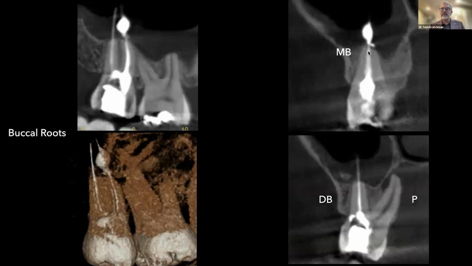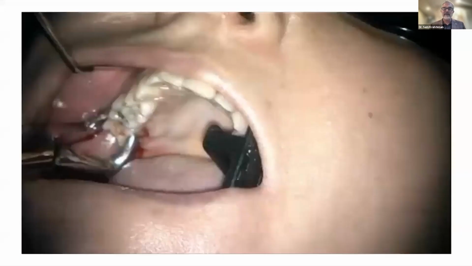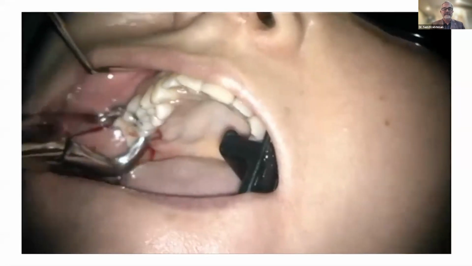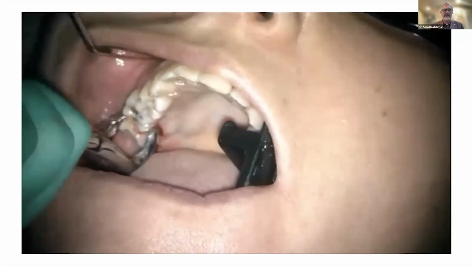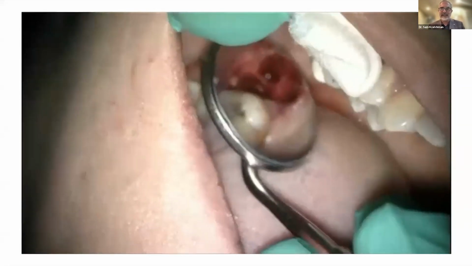But how are you going to retreat these buccal roots? You're not going to be able to get out this excess material. It's floating in the sinus, and it's a second molar, which makes it very difficult to reach. Here are just some different views. So this is what we do. We extract the tooth. I have a whole lecture on this, so I go into all the details there.